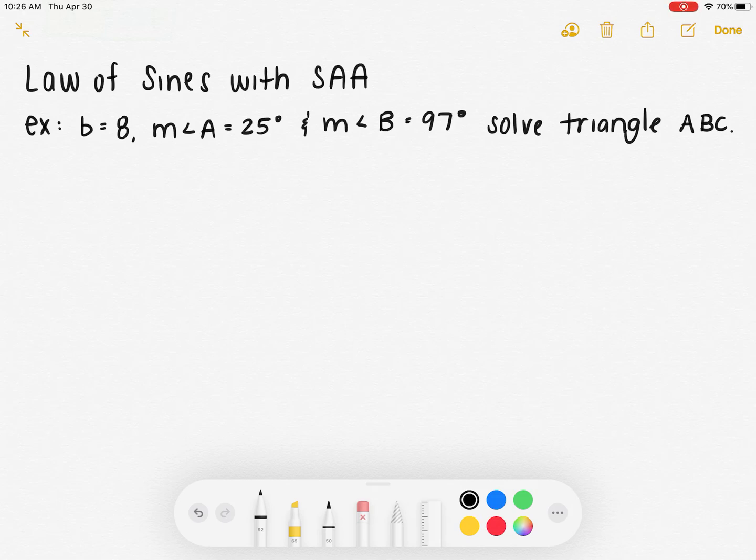This next example of law of sines gives us side angle angle. So it's saying we have a side and then we have the two angles after that. It's saying we have side B, which is 8, angle A is 25 degrees, and angle B is 97 degrees.